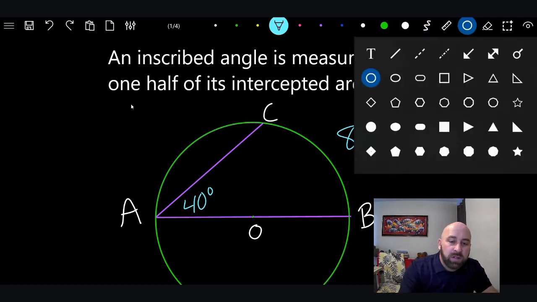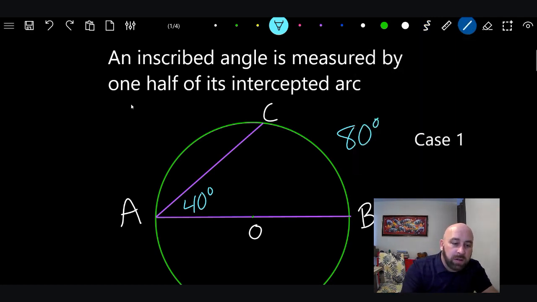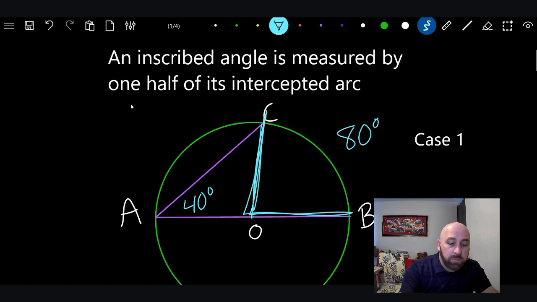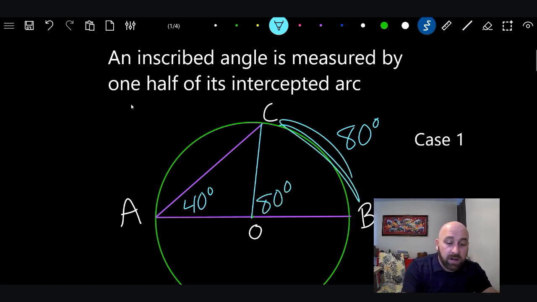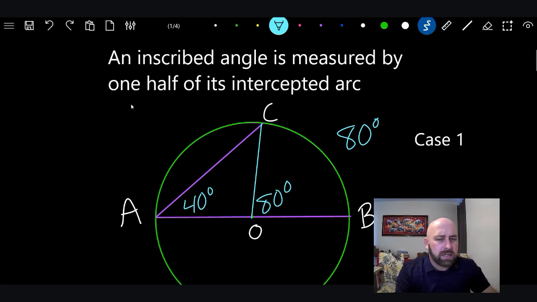If you look in your book, you'll see what I'm doing right now. If we connect that, let's say we actually connect that right there, we know something about this angle, COB. We know that it's 80 degrees. Why? Because the arc is 80 degrees. How did you know the arc was 80 degrees? I told you it was. It was part of the given. So we know that.